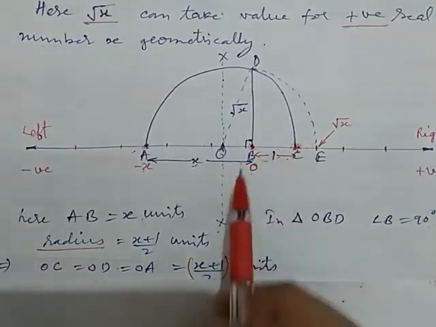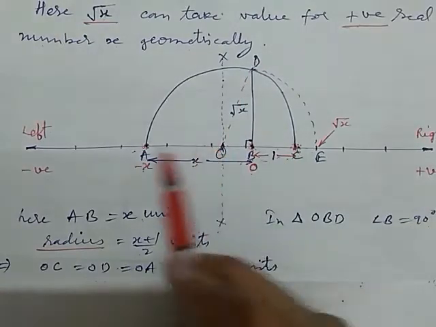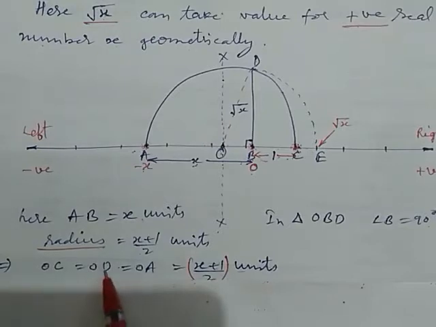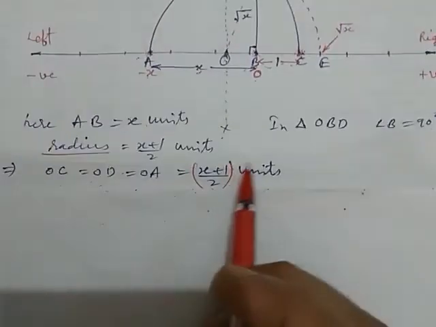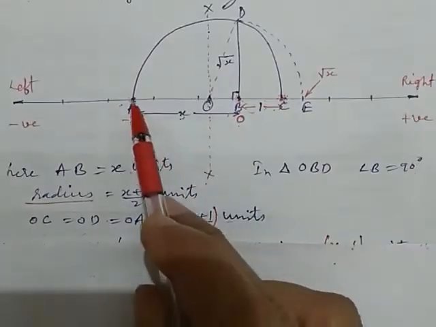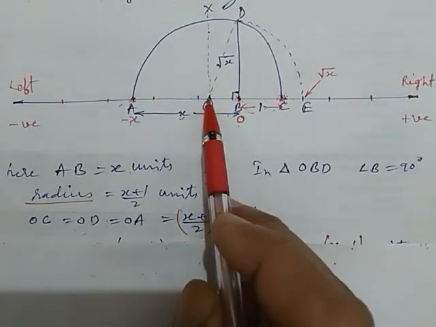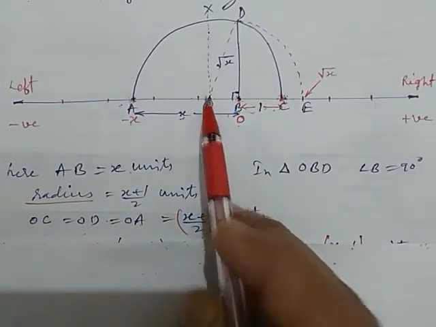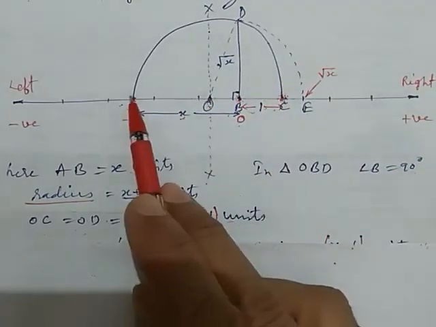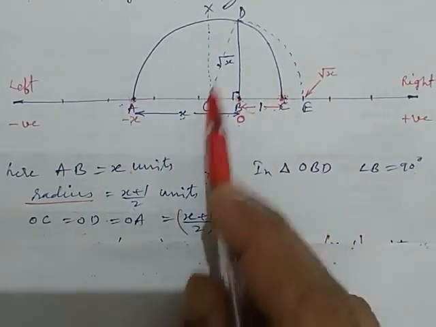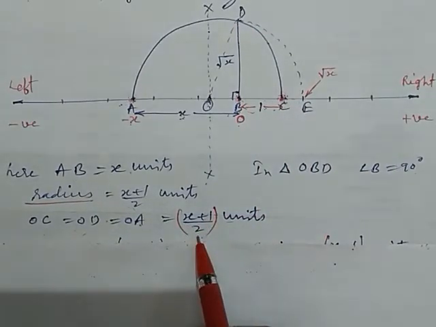Now check. OC, OD and OA are equal. How much? x plus 1 by 2. Because we take this x and this is 1, so this is x plus 1. And we bisect this, so we get half of this. So x plus 1 by 2 is the radius. OA is radius, OC is radius and OD is radius, so they are all equal.